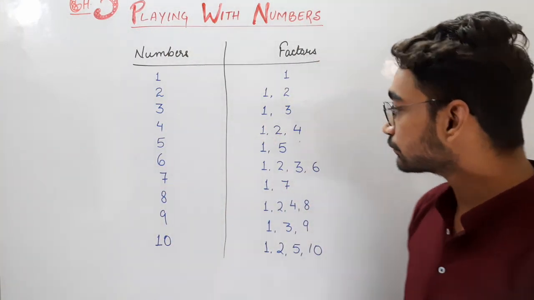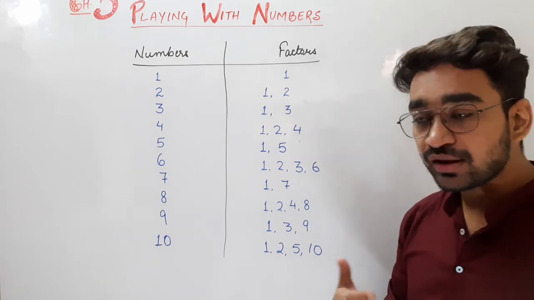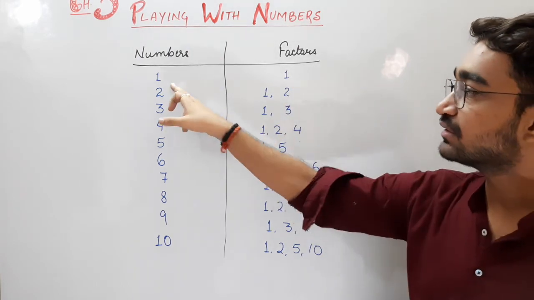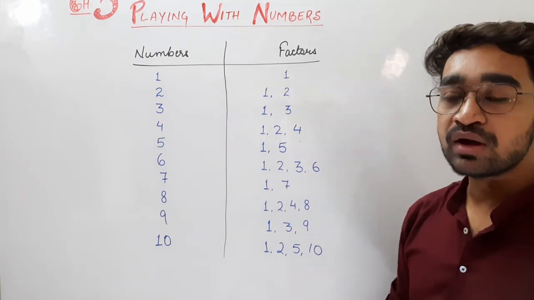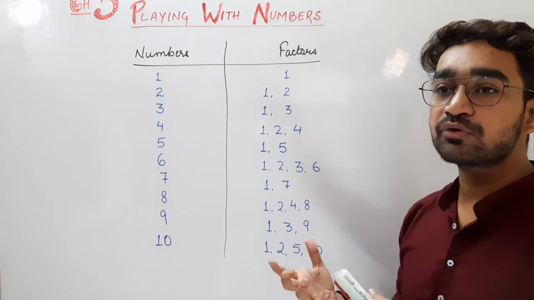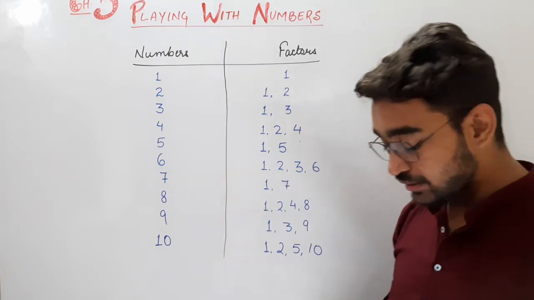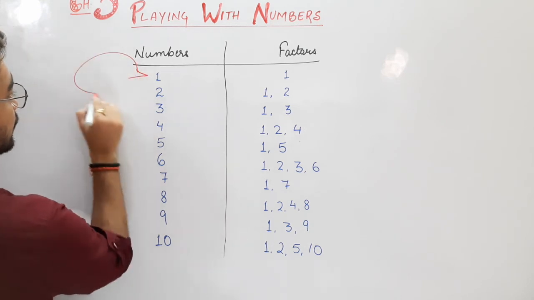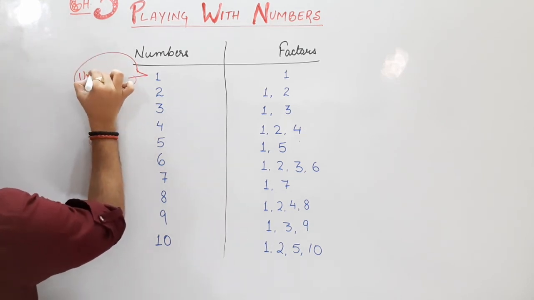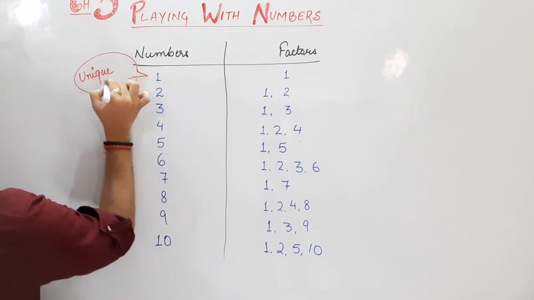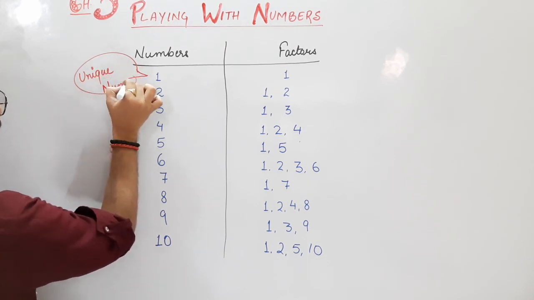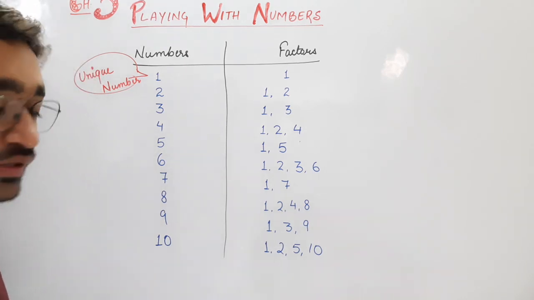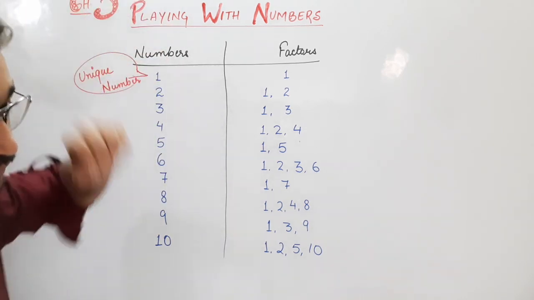So what I'm trying to say is, you can see some numbers here. Leave this number 1, because number 1 can neither be counted in any of the terms. 1 is actually a unique number. It is neither prime nor composite, but it is a unique number.